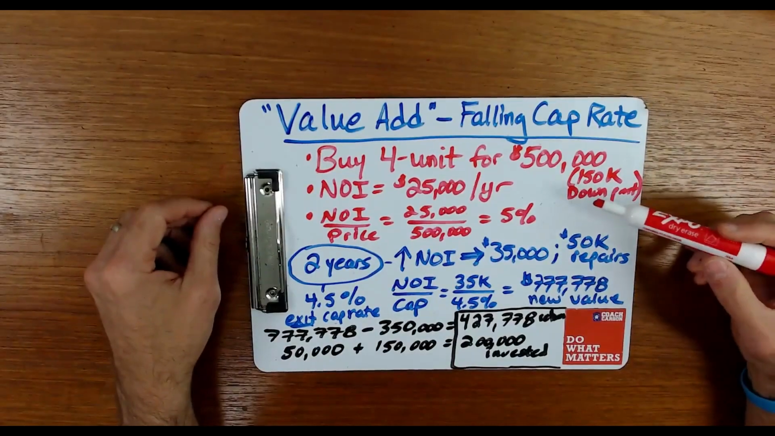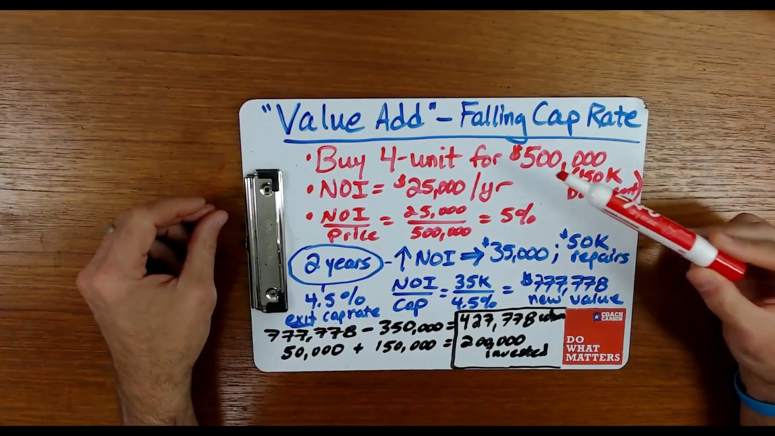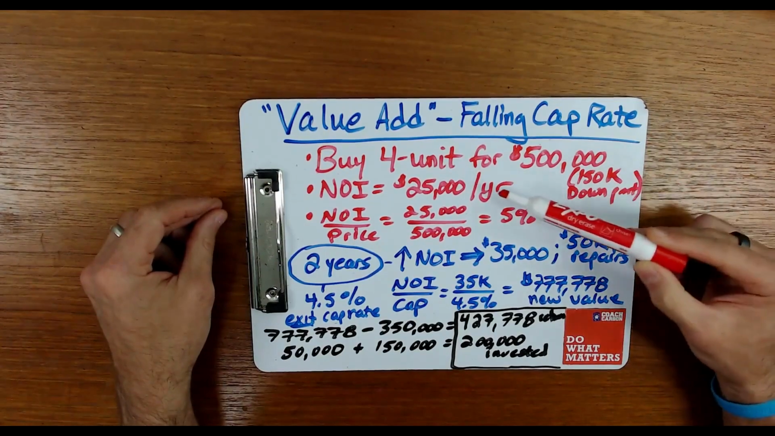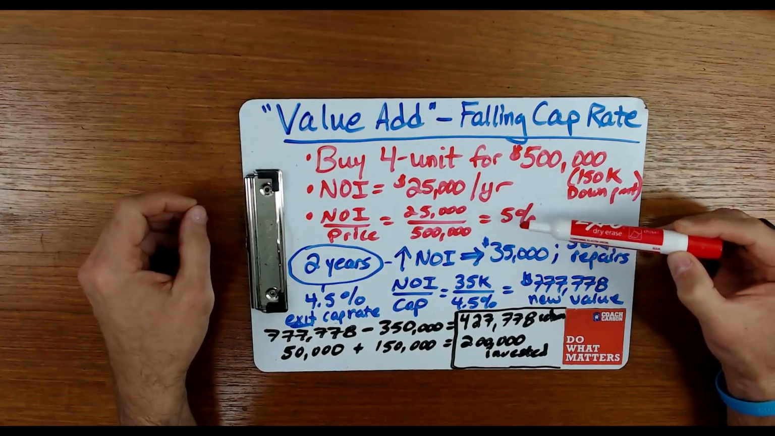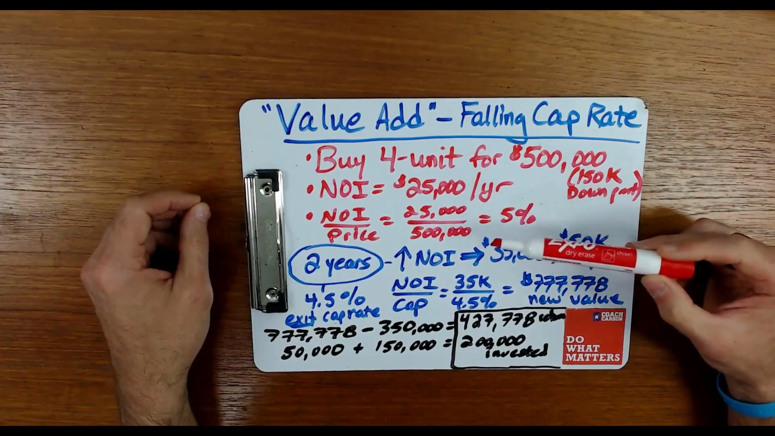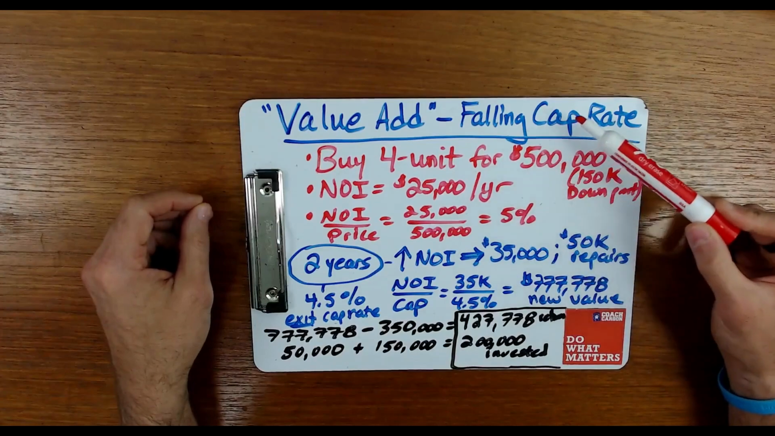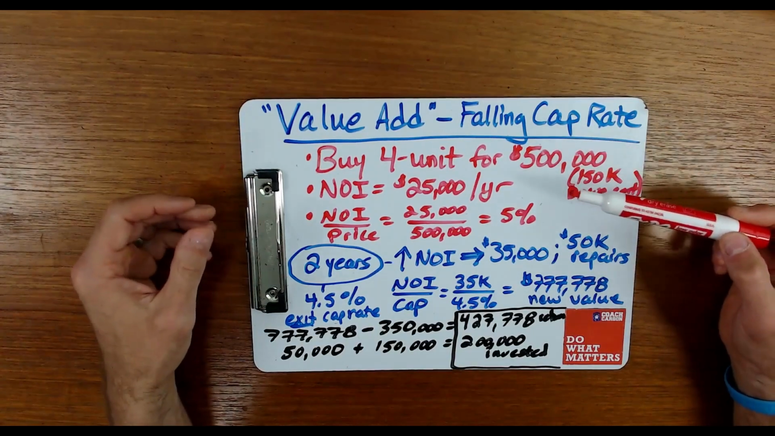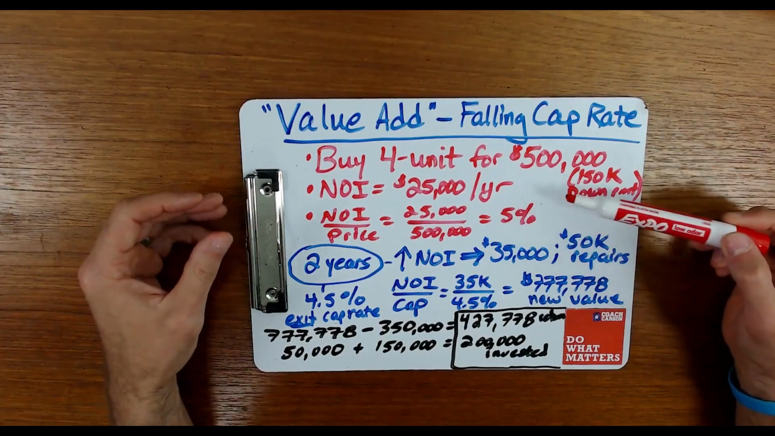In this variation of the example, we're going to do some things very similarly. You're going to buy the same 4-unit property for $500,000, put $150,000 down. The NOI is $25,000. The cap rate's 5%. The difference is going to be that between the time you buy it and when you sell it a couple of years later, the cap rate's actually going to go down. So the market cap rate does fluctuate. And I'll talk in a second about how or why that might happen.